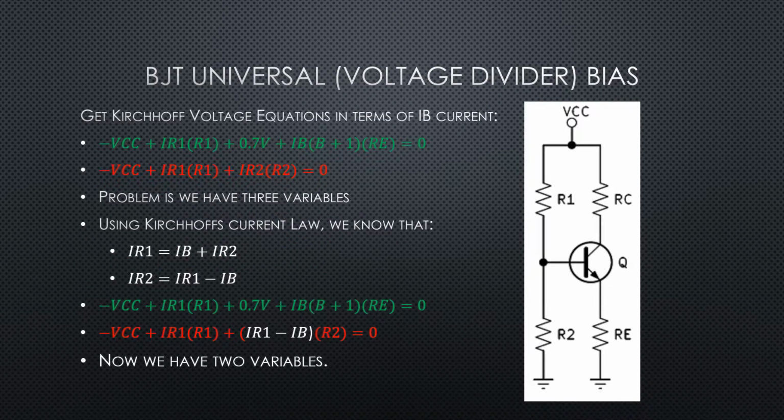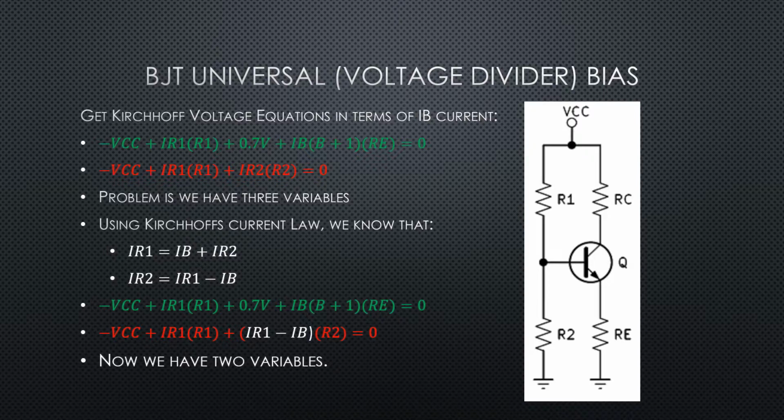So the whole point of doing two loops for this circuit is so that we can eventually do our simultaneous linear equations and solve for our variables. But the problem that we have right now is that we've got three variables. We've got IR1, IR2, and IB. And in order to do the simultaneous linear equation, we really need to get it down to two variables.